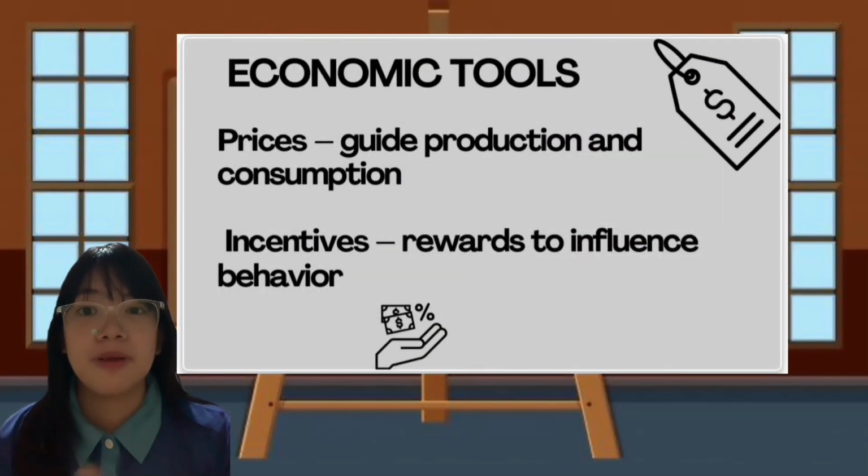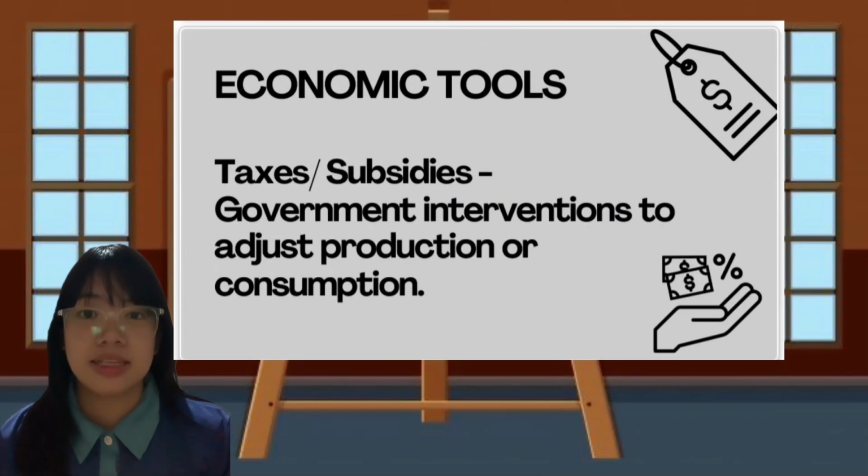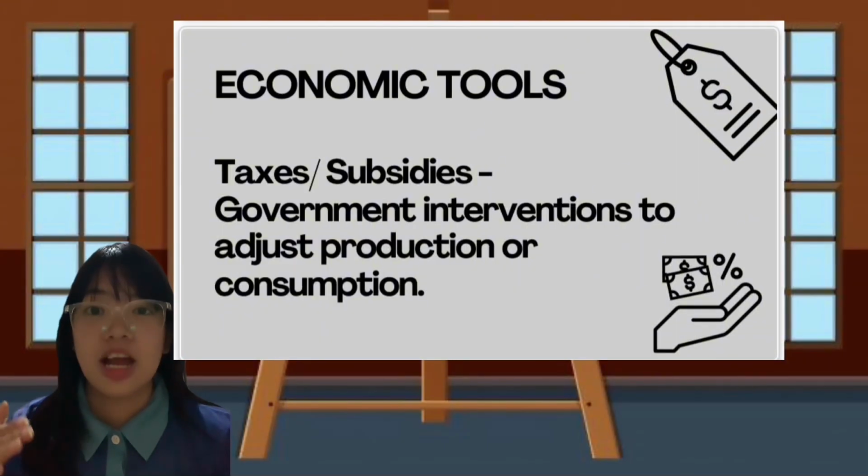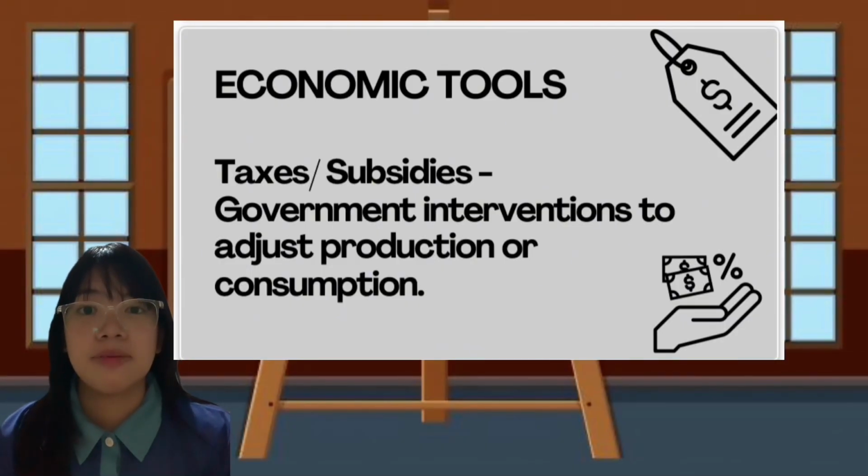Economic tools help guide behavior. Prices signal scarcity, incentives encourage certain actions, and taxes or subsidies are used by the government to correct market problems. For example, in the Philippines, rice prices increase when supply is low. To protect consumers, the government may subsidize rice. This shows how mixed economies use both market forces and government intervention.